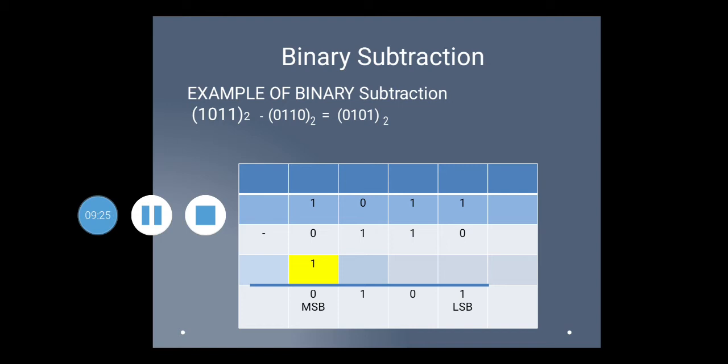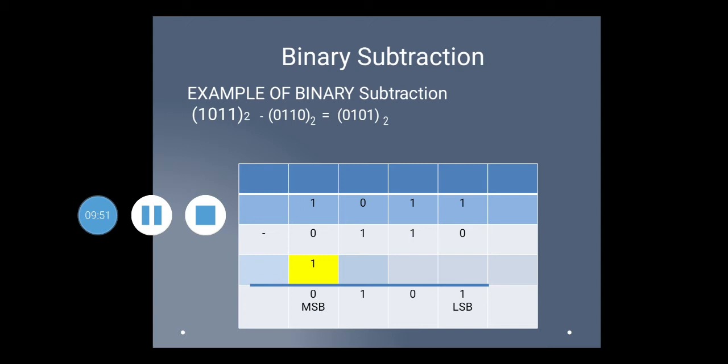So again we'll go for the next bits, 0 minus 1. Again you have to remember here, 0 minus 1. 1 is a larger number which we are subtracting from a smaller number. So the difference is 1. So finally the result 1 is written down there, as the difference, and a borrow is generated, which is highlighted in yellow color, to the next consecutive bits.